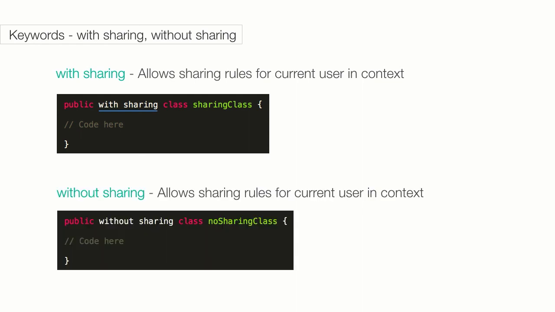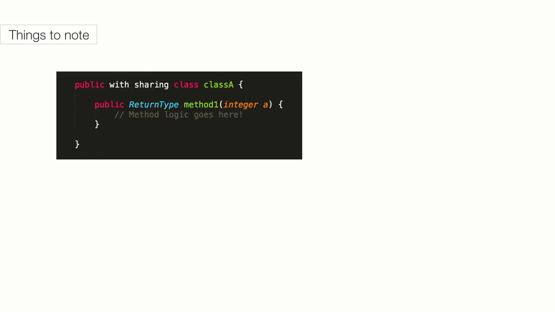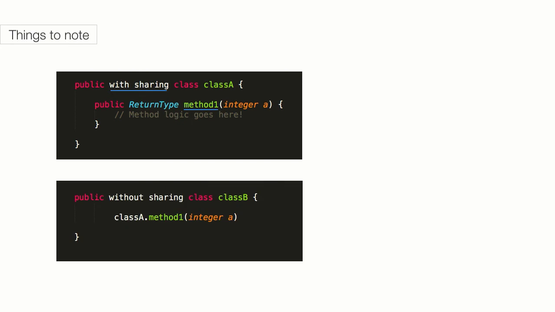Use the without sharing keywords when declaring a class to ensure that the sharing rules for the current user are not enforced. I would like to make a small note here. If a method is defined in a class declared with sharing, and is called by a class declared with without sharing, the method will execute with sharing rules enforced because it is defined in a class with sharing.